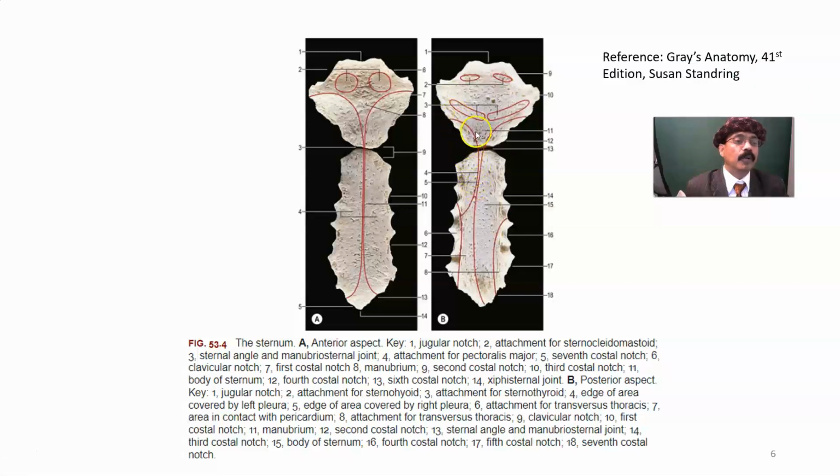Here is the pleural relationship. Posteriorly, the sternum is related to the pleura as well as the anterior border of the lung. Here is the left lung, here is the right lung. Here is the right pleura. Okay, number 8 is the transversus thoracis, the sternocostal part of transversus thoracis. Okay, anteriorly, number 2 is the attachment of the sternocleidomastoid muscle origin here.